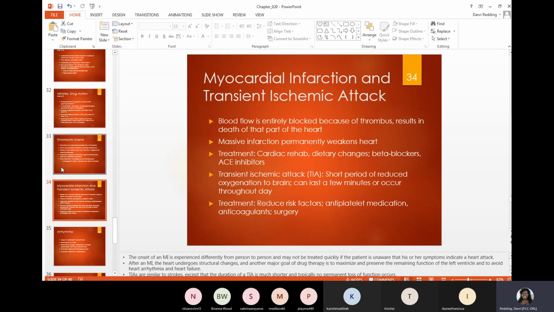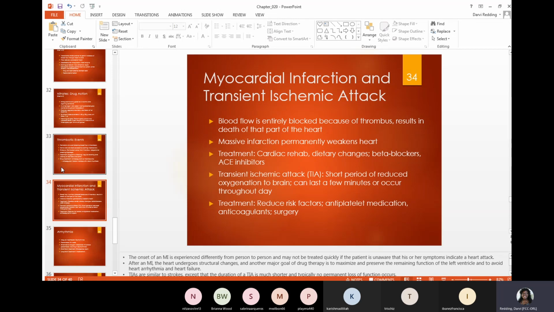It could be a short period of reduced oxygenation to the brain, and this can last a few minutes or occur throughout the day. There is some treatment, things that could reduce some risk factors, like antiplatelet medication. These are going to work against the platelets in the blood clumping together. You have anticoagulants, which are going to help by thinning the blood, or even surgery.